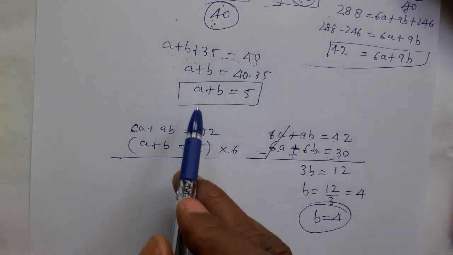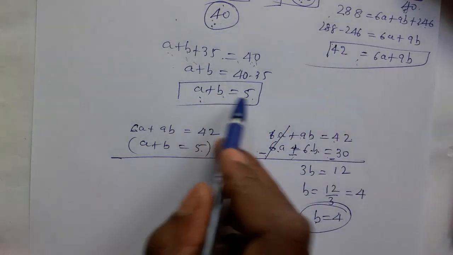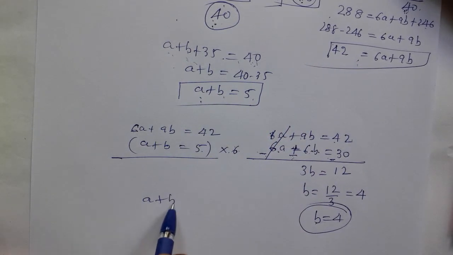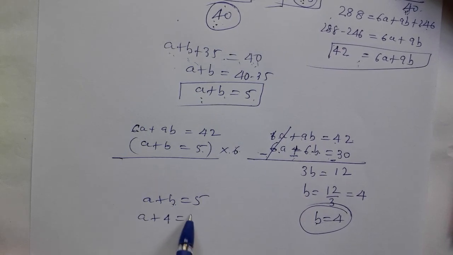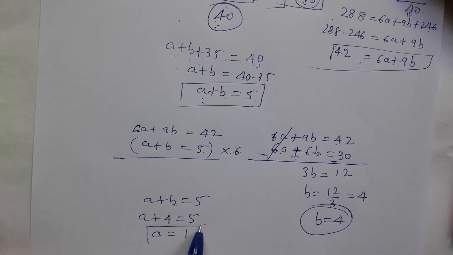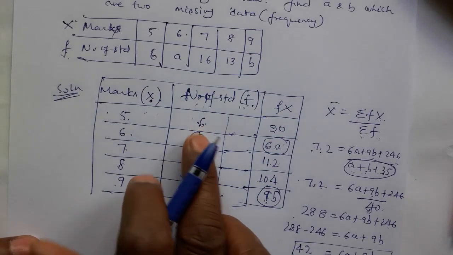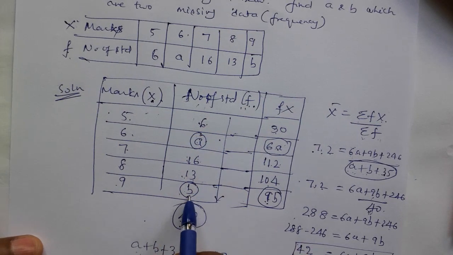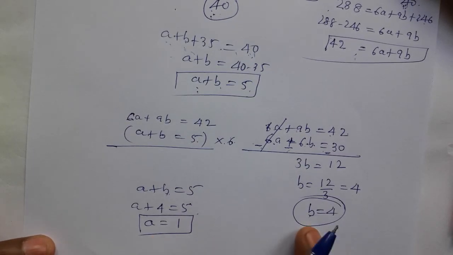How to find the a value? There are two equations here, and we can take any one, the simple one. That is a plus b equals 5, already we know. a plus b, where b is 4, equals 5. Then the a value is 5 minus 4, which is 1. Now the a value is 1 and the b value is 4. Those two were unknown here. So in this way we can find the values of a and b.